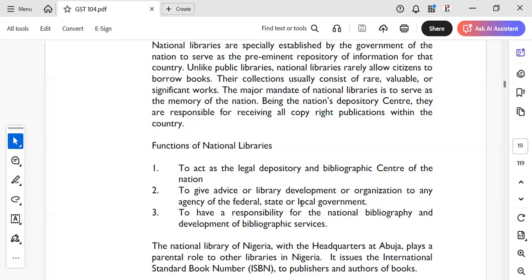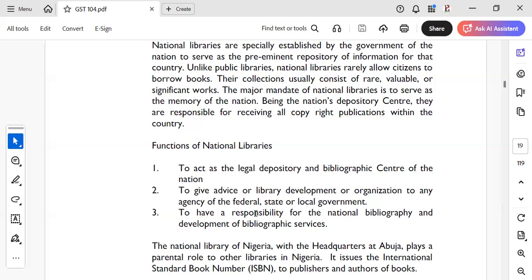They can give advice. It's just like saying this national library is the father of all the libraries, especially when it comes to general information of the country. So it can advise other parastatals like the local government, the state government, and even the federal government at large.